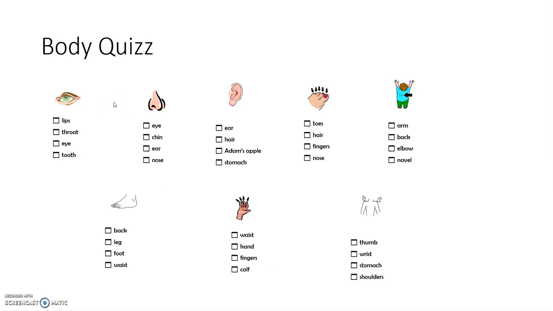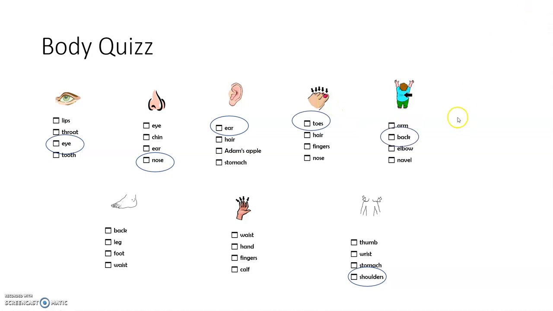So see if you can get the right answer. What is this? Lips, throat, eye, or tooth? Answer? Eye. What is this? Answer? Nose. What is this? Ear. What are these? Answer?